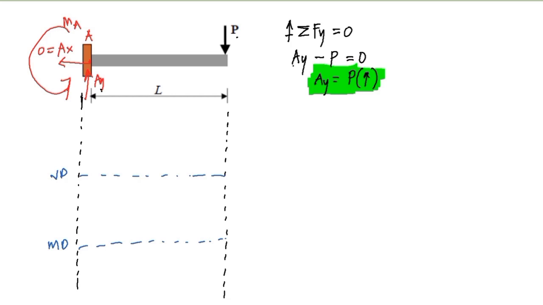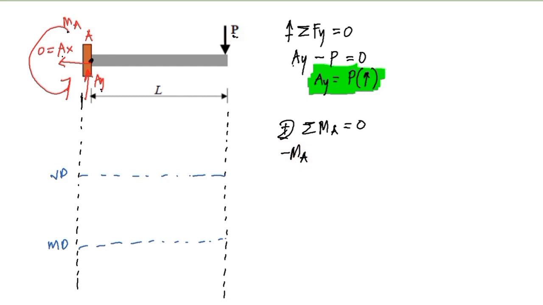Okay, so if we summate moment at point A equal to 0, taking the clockwise direction as positive, then what creates a moment is P. AX will not create a moment because it is 0, and AY will not create a moment because it passes through point A. So we have here the moment at A. We assume this as counterclockwise, meaning it is a negative moment. So we have negative moment at A, and this P here is clockwise.